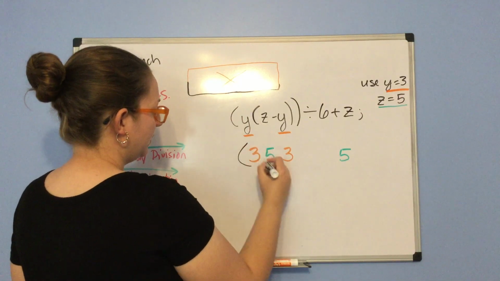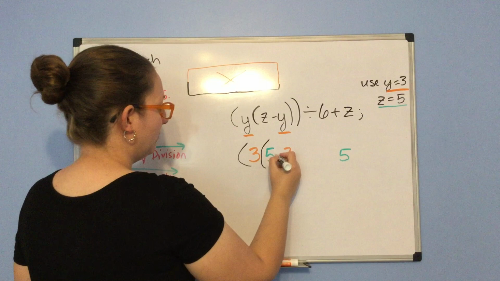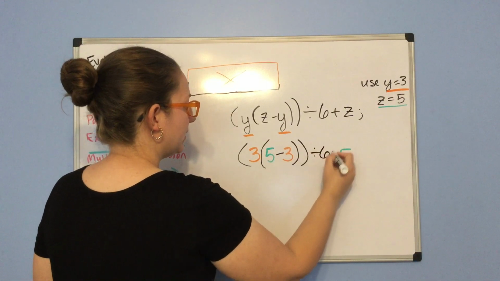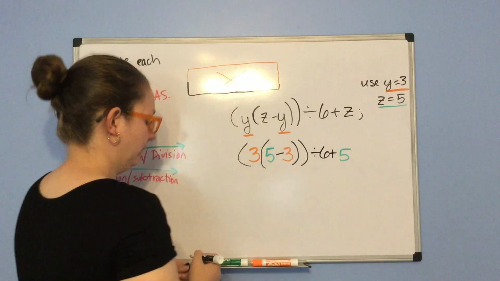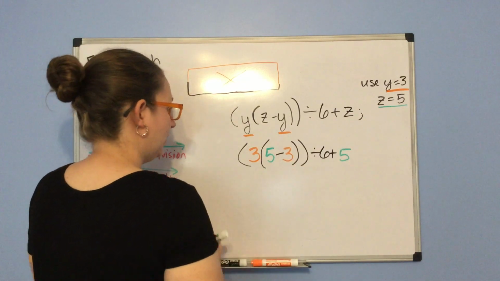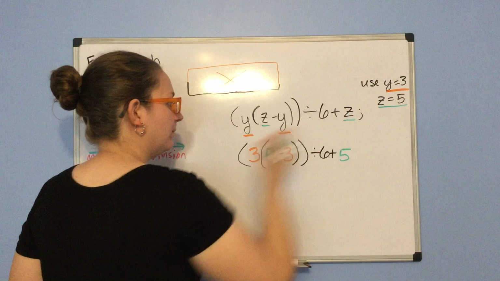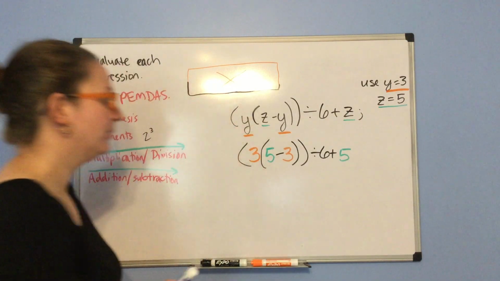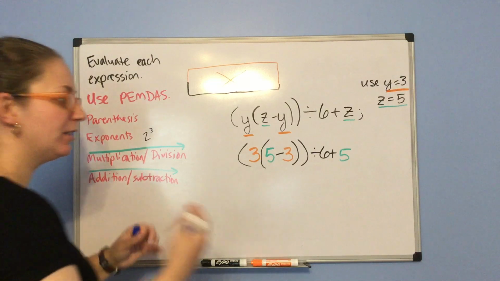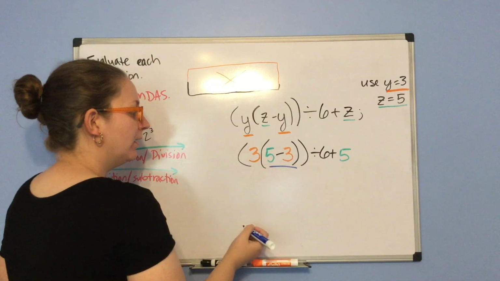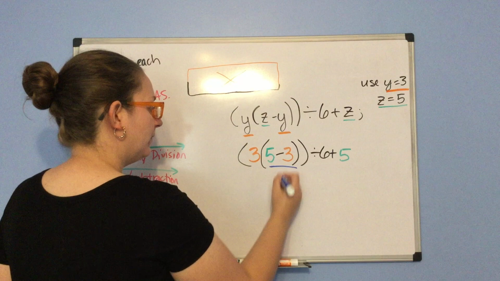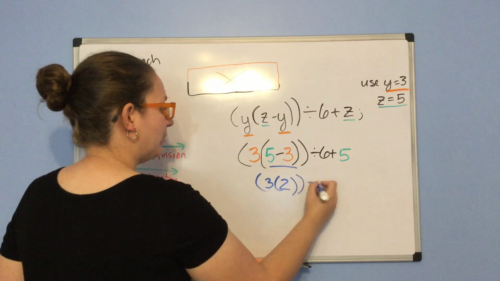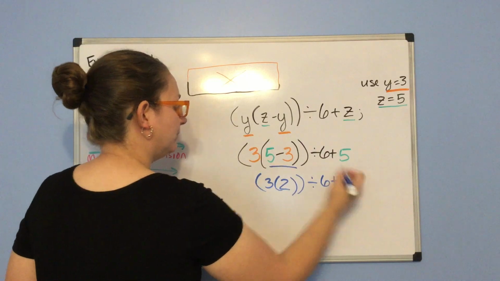So I started with the parentheses. Z was 5 minus 3, parentheses, divided by 6 plus my z, which is 5. I meant to underline those z's and I forgot. Oops. There we go. We had more parentheses inside of parentheses action. We start on the very inside set of parentheses, so I'm going to start right here. 5 minus 3 is 2. It needs to stay in those parentheses. Everything else that we had before, we just bring along.